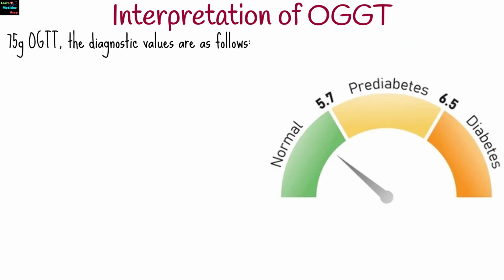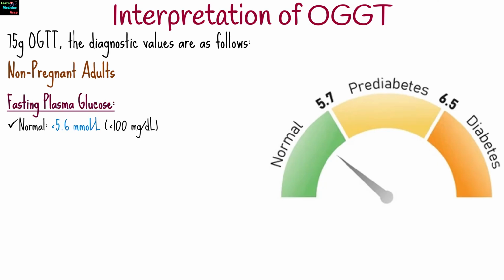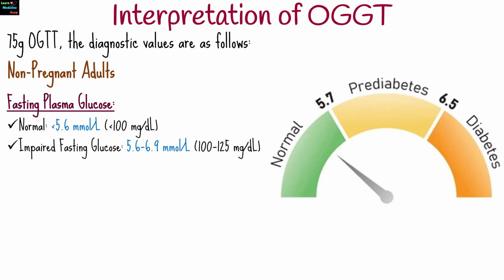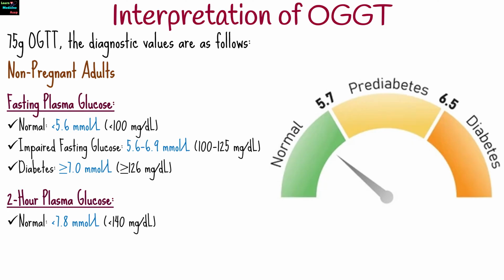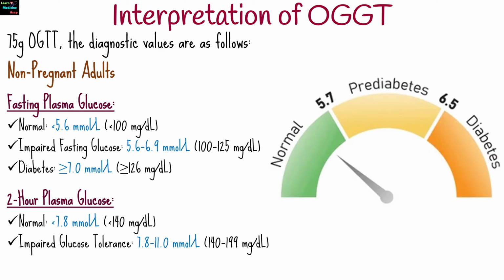For a 75 grams OGTT, the diagnostic values are as follows. For non-pregnant adults, normal fasting plasma glucose is less than 5.6 millimoles per liter. Impaired fasting glucose is 5.6 to 6.9 millimoles per liter. For diabetes, fasting plasma glucose is more than or equal to 7.0 millimoles per liter. For 2-hour plasma glucose test, the normal level is less than 7.8 millimoles per liter. Impaired glucose tolerance is 7.8 to 11.0 millimoles per liter. For diabetes, 2-hour plasma glucose test is more than or equal to 11.1 millimoles per liter.